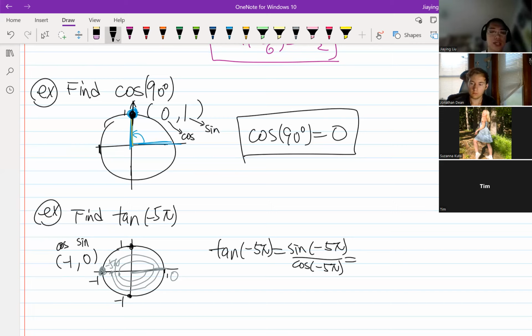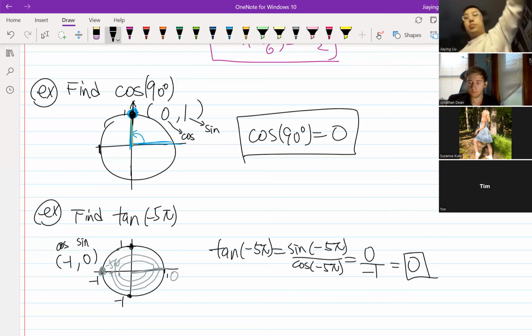And I know that the sine value is going to be 0, because that's the y coordinate for the point corresponding to the angle. And the x coordinate is going to be negative 1. That's the cosine. So 0 over negative 1 equals 0. So tangent of negative 5 pi equals 0. Problem solved. All right, any questions on those examples?